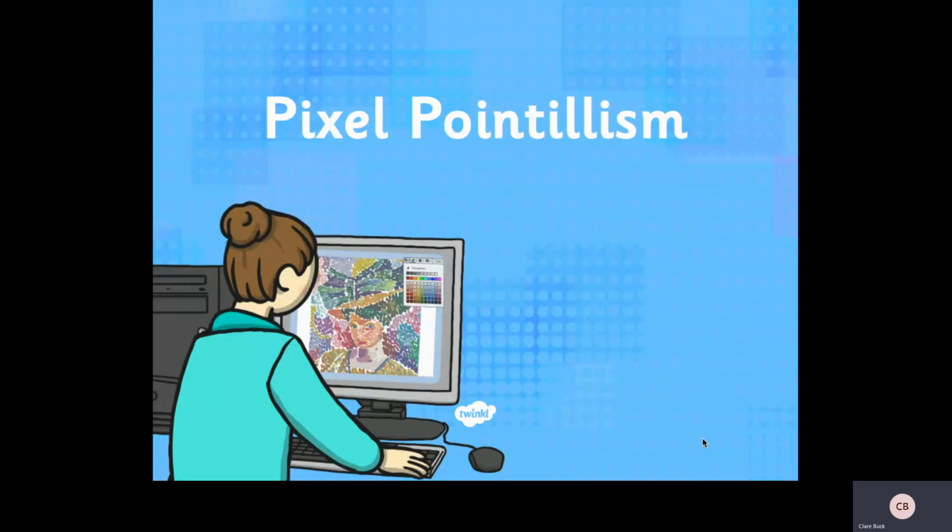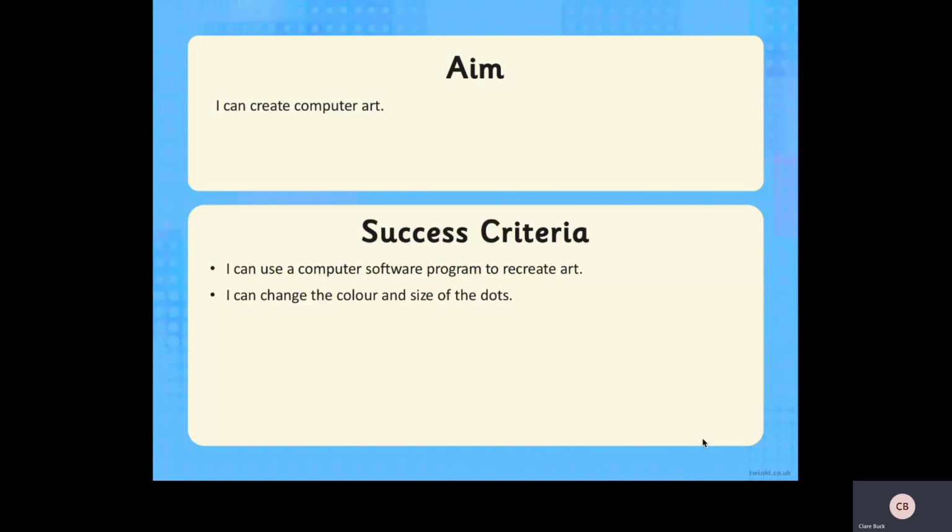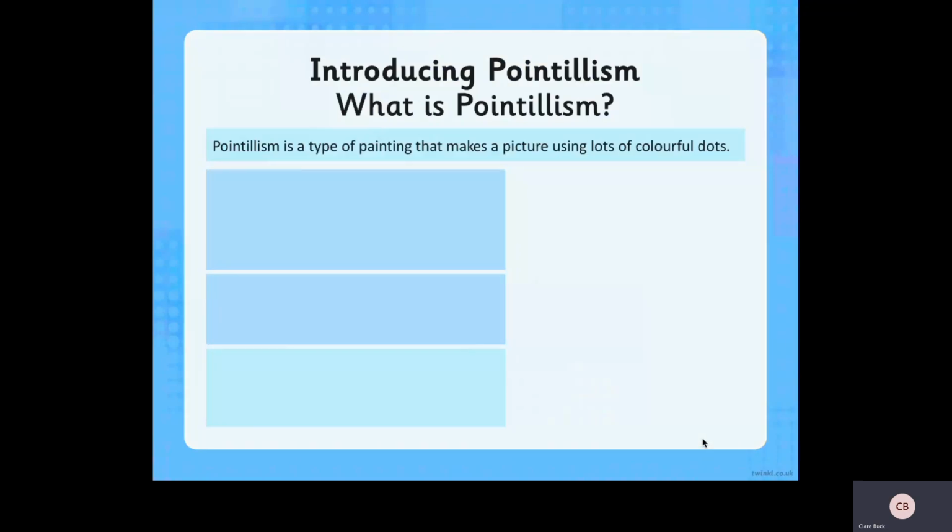So the first session is going to be about pointillism, and we're going to be talking about pixels as well. So your aim today is to create some computer art. You're going to use a computer software program, whichever one you have on your iPad or computer. If you don't have the option, then you can always do this by hand on paper. And you're going to be changing the colour and size of the dots in order to create your picture.